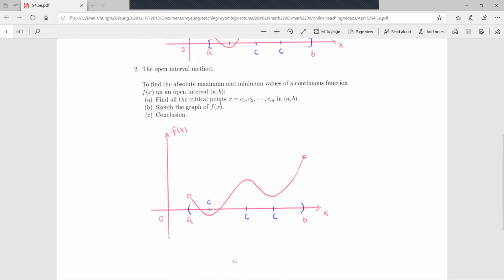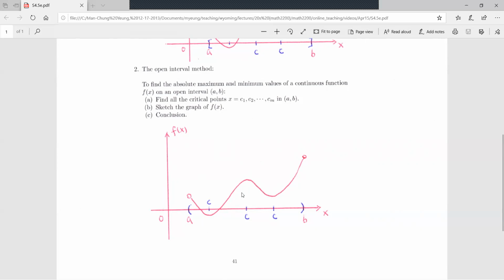Find all the critical points inside the interval, because maximum or minimum can only appear at a critical point. So find all the critical points. This curve has 3 critical points. Then step 2, sketch the graph of the function.